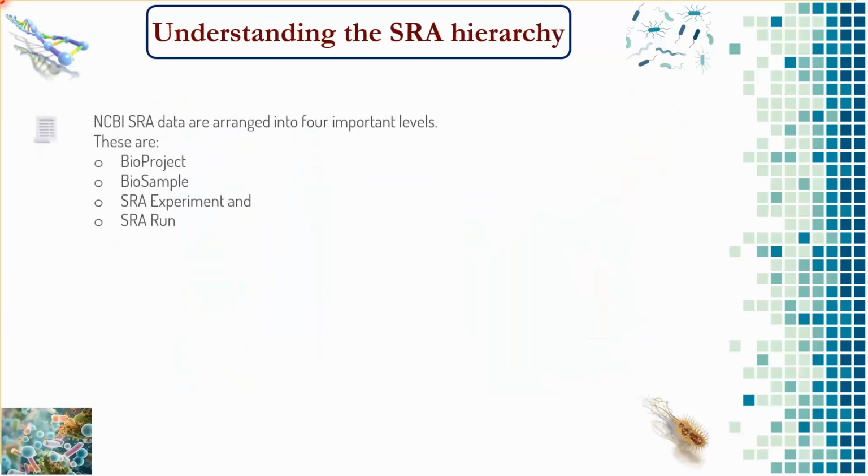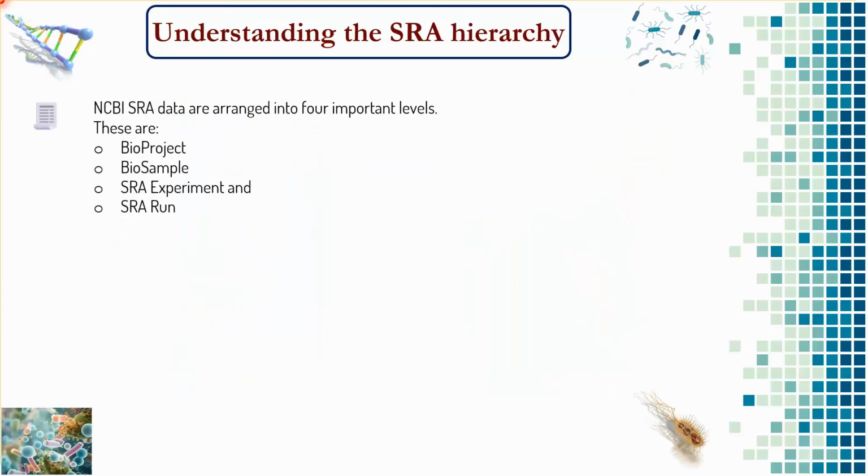Now, before starting the methods to download raw sequencing data from the NCBI SRA database, let's first understand how sequencing data are organized in the NCBI SRA database. When researchers submit sequencing data to the NCBI SRA, the data are arranged into four important levels. These are BioProject, BioSample, SRA Experiment and SRA Run. Understanding these terms is extremely important for downloading and analyzing public sequencing datasets.